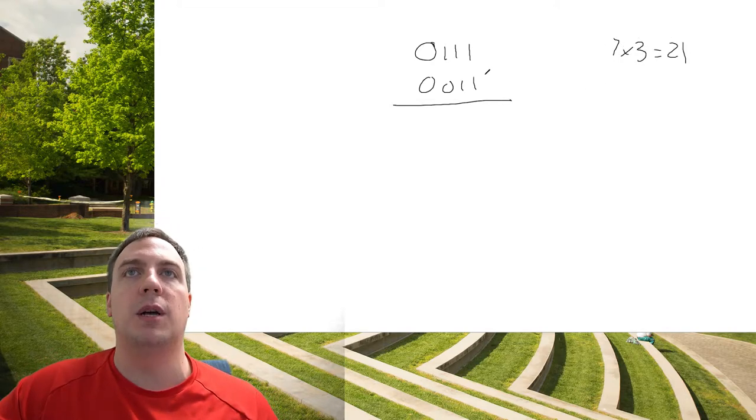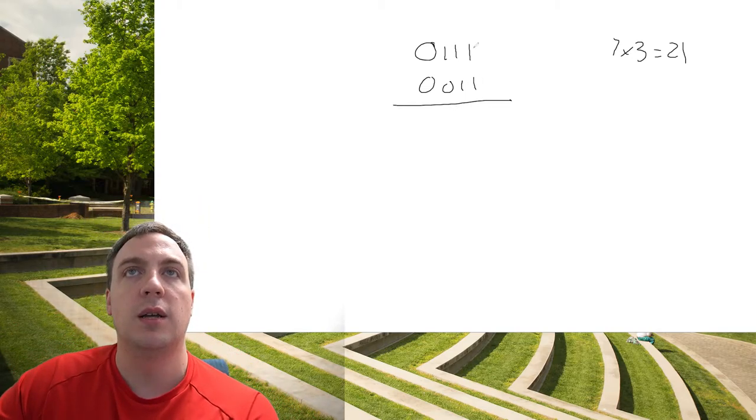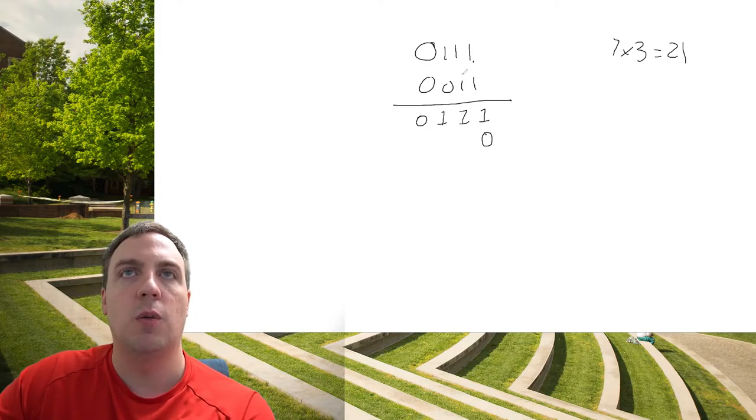So let's go ahead and multiply these. The very first thing we're going to do is start in the ones place, which is right here. So 1 times 1 gives us 1, 1 times 1 gives us 1, 1 times 1 gives us 1, 1 times 0 gives us 0. Okay, now we're about to move to the twos place, so we have to add the placeholder 0 here. And now we're going to do 1 times 1, which is 1, 1 times 1, which is 1, 1 times 1, which is 1, and 1 times 0, which is 0.